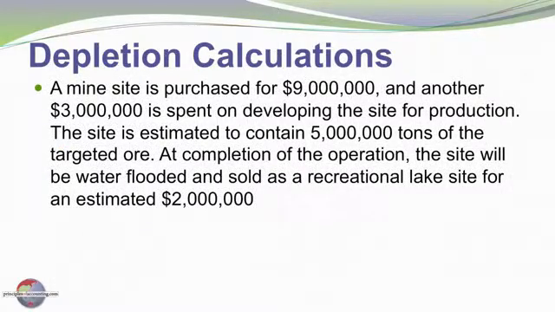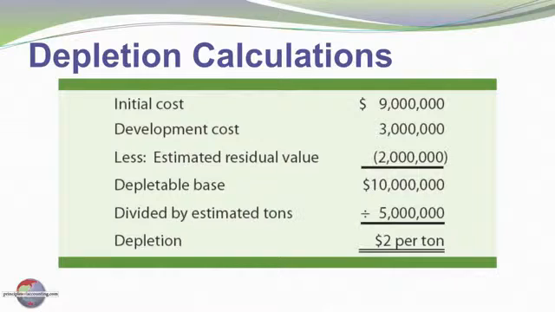Here we have a mine site. It was purchased for $9 million and an additional $3 million was spent on development cost and preparing the site for production. The site is estimated to contain 5 million tons of the targeted ore, and at completion of the operation, the site is going to be water flooded and turned into a reservoir that we expect to be able to sell for $2 million. So taking those facts into account, we have a $9 million initial cost plus the $3 million development cost less the $2 million estimated residual value to arrive at the depletable base of $10 million divided by the 5 million tons gives us an expected depletion charge of $2 per ton.